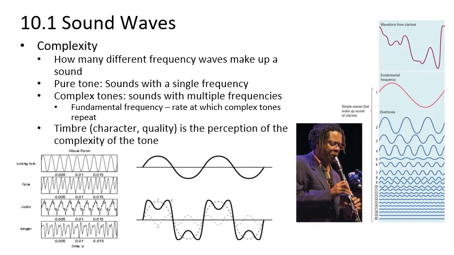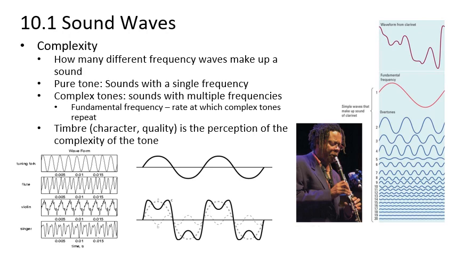All the complex tones have a fundamental frequency. It's sort of what all of the component waveforms create and average out to, and that's the fundamental frequency. When we perceive complexity, this is called timbre, which is the quality or character of a sound. And that's how we perceive the complexity of the tone.